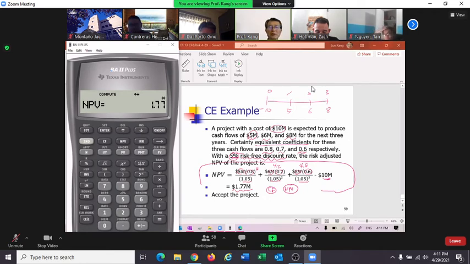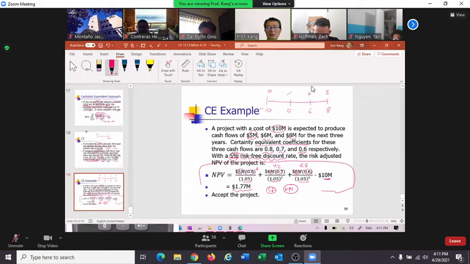So accept the project. This one concept is not easy, right? And definitely you have to come up with the certainty equivalent coefficient from your experience and from your research. But if this is on the exam or quiz, this is easy, right? All you have to do is multiply the risky cash flow by the CEC each year, right? And using CF and NPV, I is 5%.